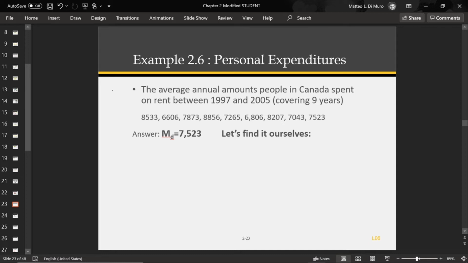I put it there so you can see the answer, but the important thing is how do we get there? So first thing is we need to arrange these numbers from low to high, right? So you scan through, find the lowest one. It's this one. So 6606. And what's the next one? This one. 6806. And what's the next one?